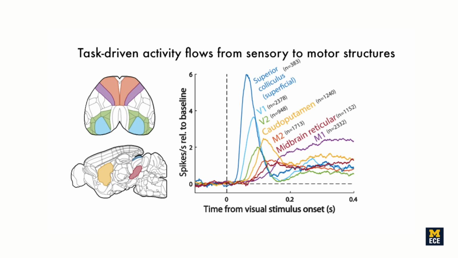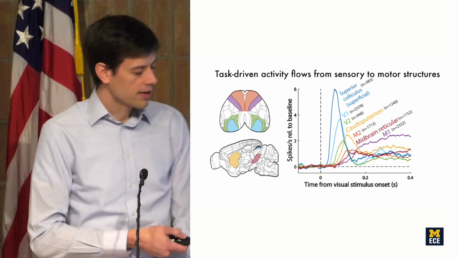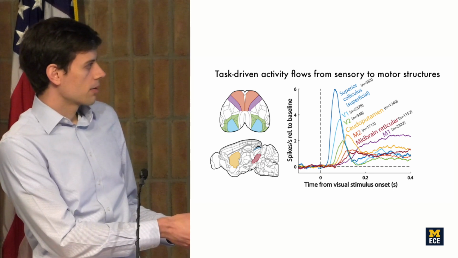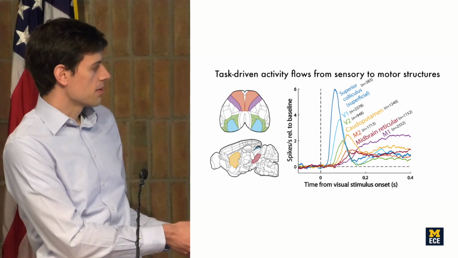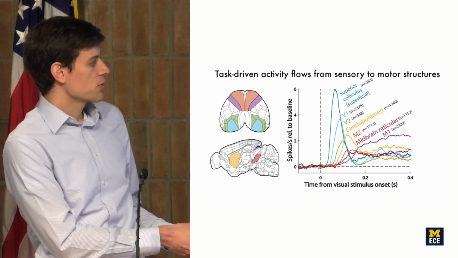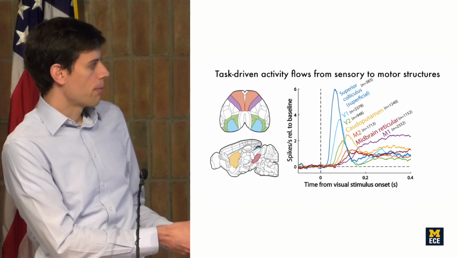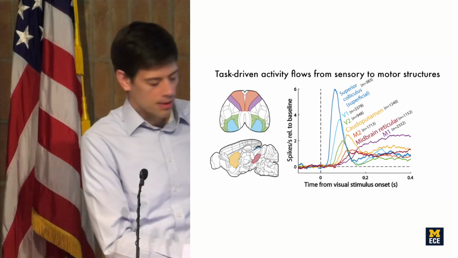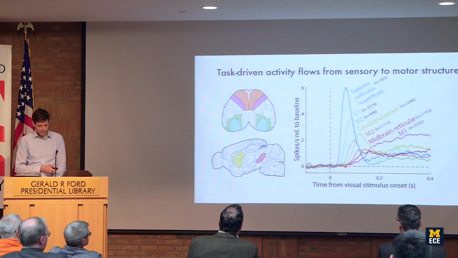Here in the middle of this sequence is the caudoputamen, that's the striatum, the input region of the basal ganglia. It's responding after primary and secondary visual cortex, but before the motor cortices. And then finally, I put another area on here, the midbrain reticular nucleus, which is a deep midbrain structure below the superior colliculus, which is responding after secondary motor cortex and striatum, but before primary motor cortex. And I'll come back to this structure in just a minute.